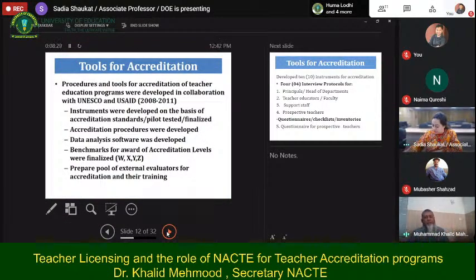Now, the next stage is, once we have operationalized quality of teacher education programs in terms of standards, elements, and quality indicators, we have 152 quality indicators. To verify and quantify these observable, verifiable quality indicators, we have developed accreditation tools. We have developed 10 accreditation tools, and it took about 3 to 4 years, from 2007 to 2010. Dr. Huma Lodhi was very much involved in that initial process.